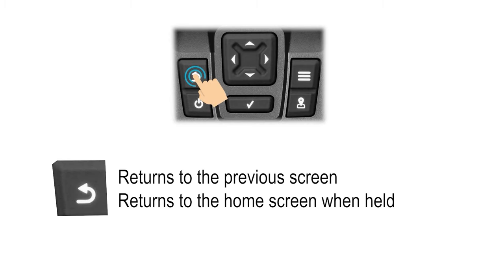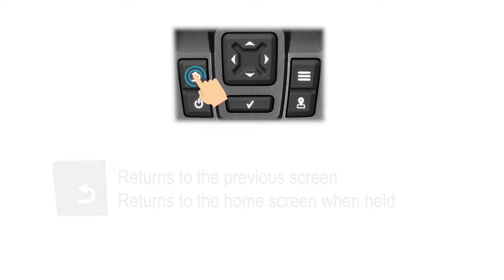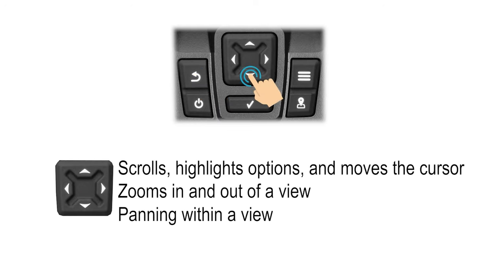Let's start out by discussing the function of each of the keys located on the device. The back or return button will return to the previous screen, or, if held, returns to the home screen. The arrow keypad allows you to scroll, highlight options, and move the cursor. The arrow keypad also is used to zoom in and out of a view and pan within a view.